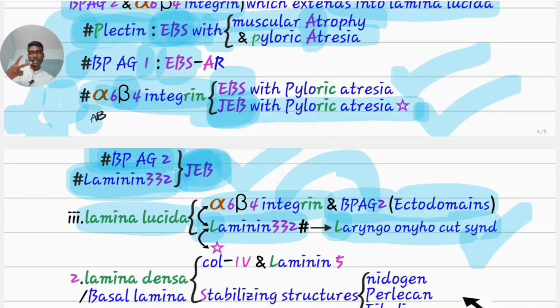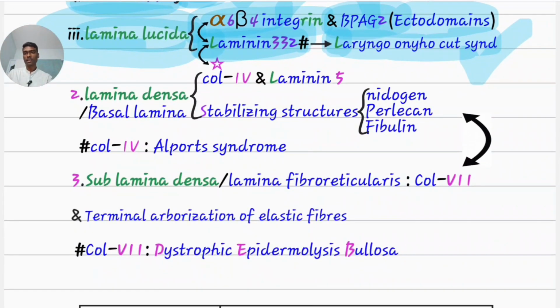Next, second defect, junctional epidermolysis bullosa, because of defects in whatever structures are present in lamina lucida, all three structures: alpha 6 beta 4 integrin, BPAG2 ectodomains, laminin 332, junctional epidermolysis bullosa. Only the last defect is left out, that is dystrophic epidermolysis bullosa. We will see which defect causes it.